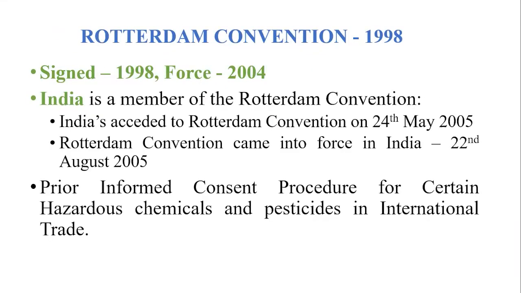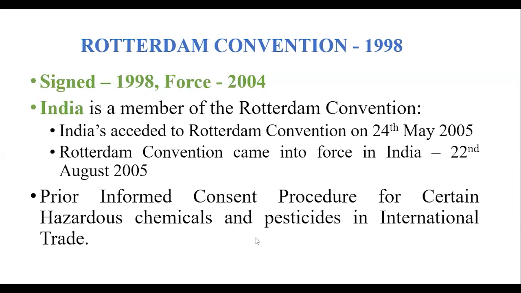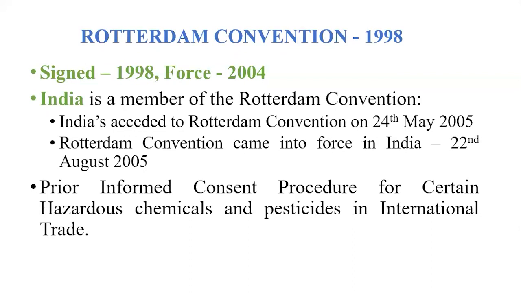Then we have the Rotterdam Convention. This Rotterdam Convention is with regard to chemicals and pesticides in international trade. This convention was signed in the year 1998, and it came into force in the year 2004. India signed it in the year 2005, and it came into force for India on 22nd August 2005.